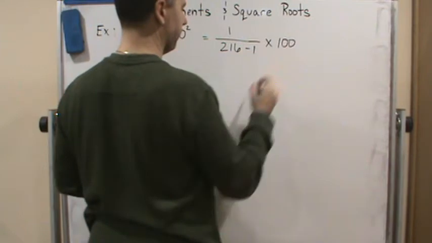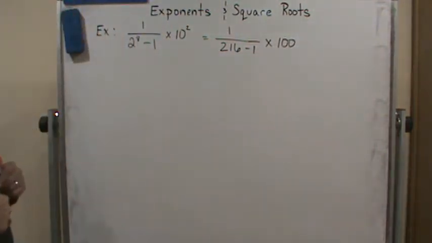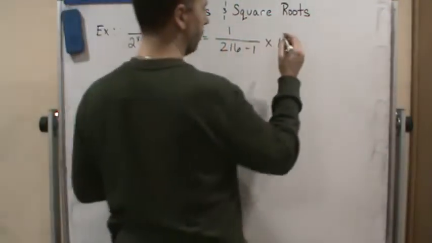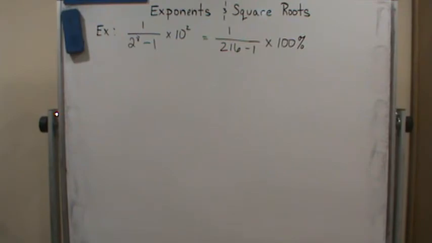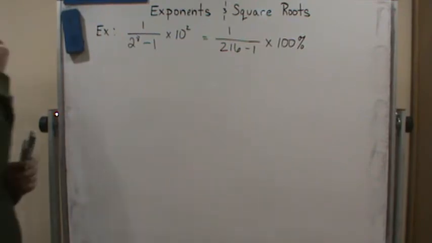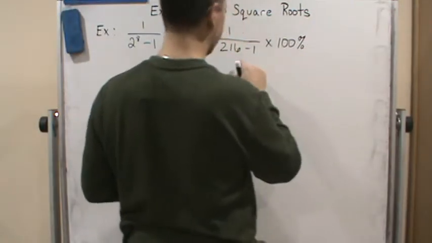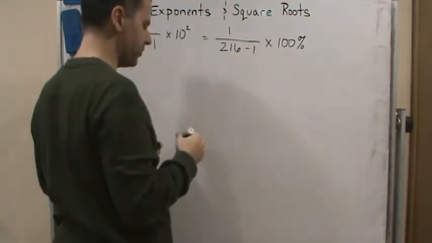times 100. Now realize that this is a percentage, right? So our end result is going to be a percentage. Just keep that in mind. And so now, what is this?